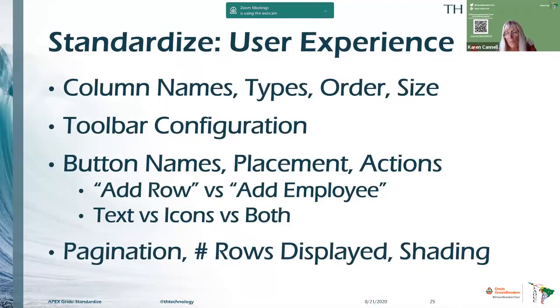Toolbar configuration: where the buttons are, what they do, do you have icons on them or not? Even simple things like add row versus add employee. If you use text and icons, which we can do declaratively in the new version, put your icons on the same side all the time. It is so weird to me to have the icons on the left, left, left, left, and then this button over here with the icons on the right. And I guarantee you one of your users is going to say, why is that one that way? Because it means something different if it looks different.